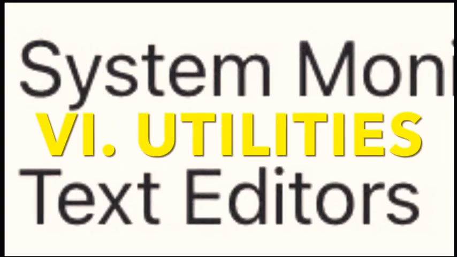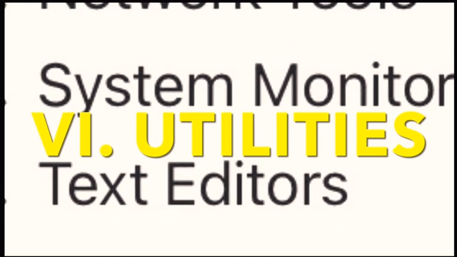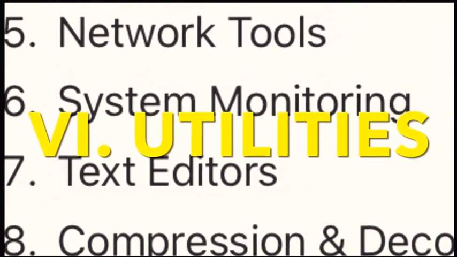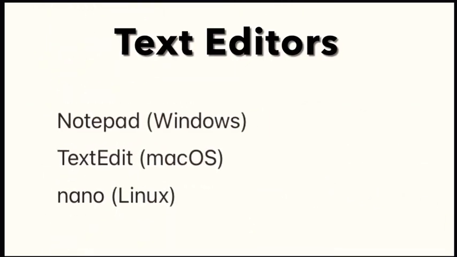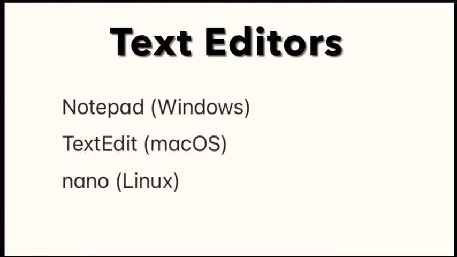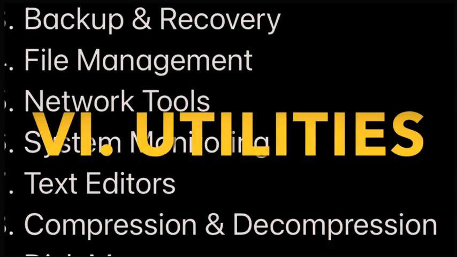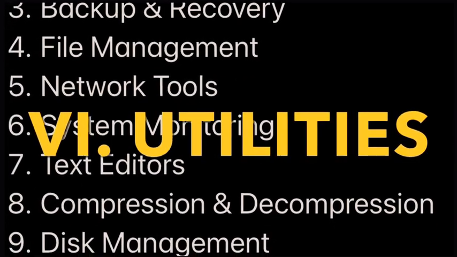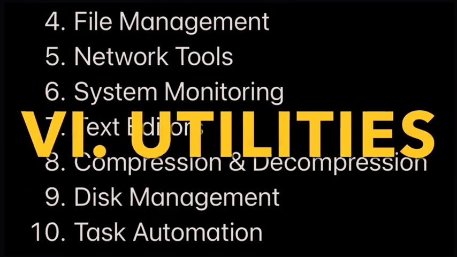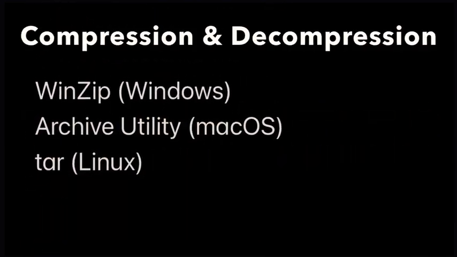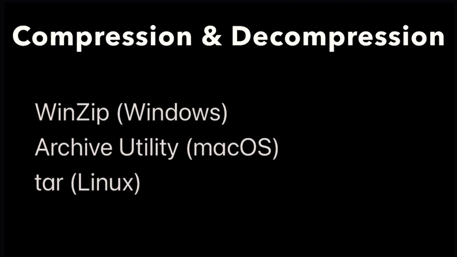Text editors. Simple text editors used for creating and editing text files, scripts, and configuration files. For example, Notepad for Windows, TextEdit for macOS, and Nano for Linux. Compression and decompression. Utilities for compressing files into archive formats and extracting compressed files. For example, WinZip for Windows, Archive Utility for macOS, and tar for Linux.